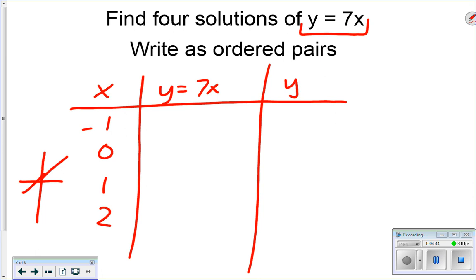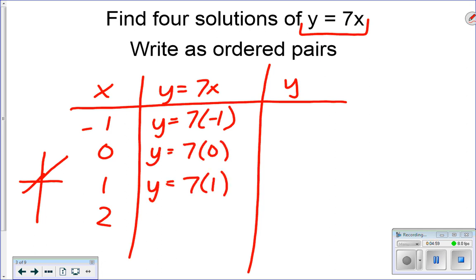Then what you're going to do is you're going to take your function machine and your x, and you're going to write exactly what you're putting in for x. So decide you put -1 in that time. This time, you're going to put 0 in. This time, you're going to put 1 in. This time, you're going to put 2 in.